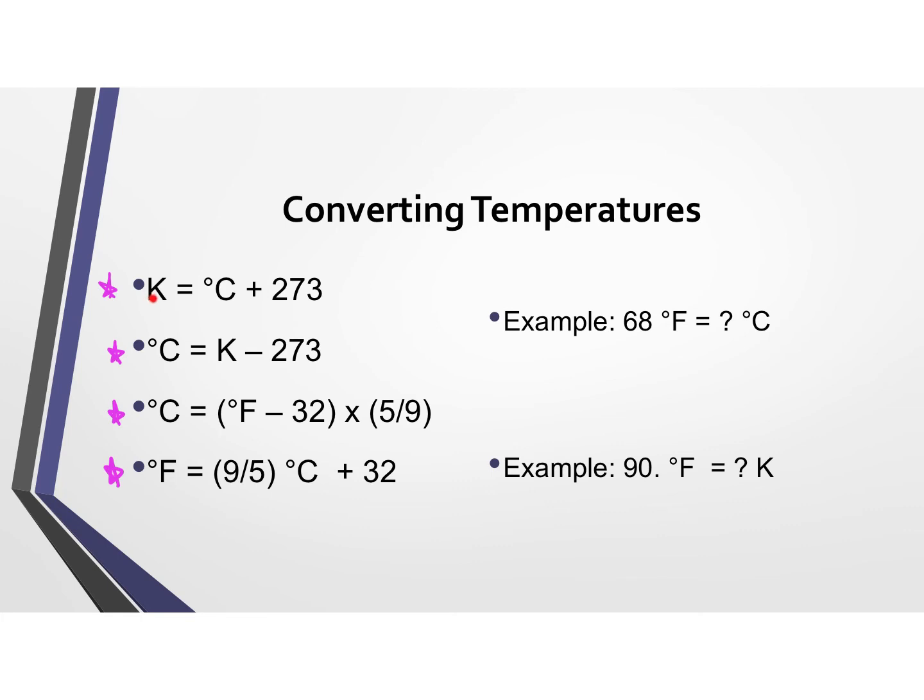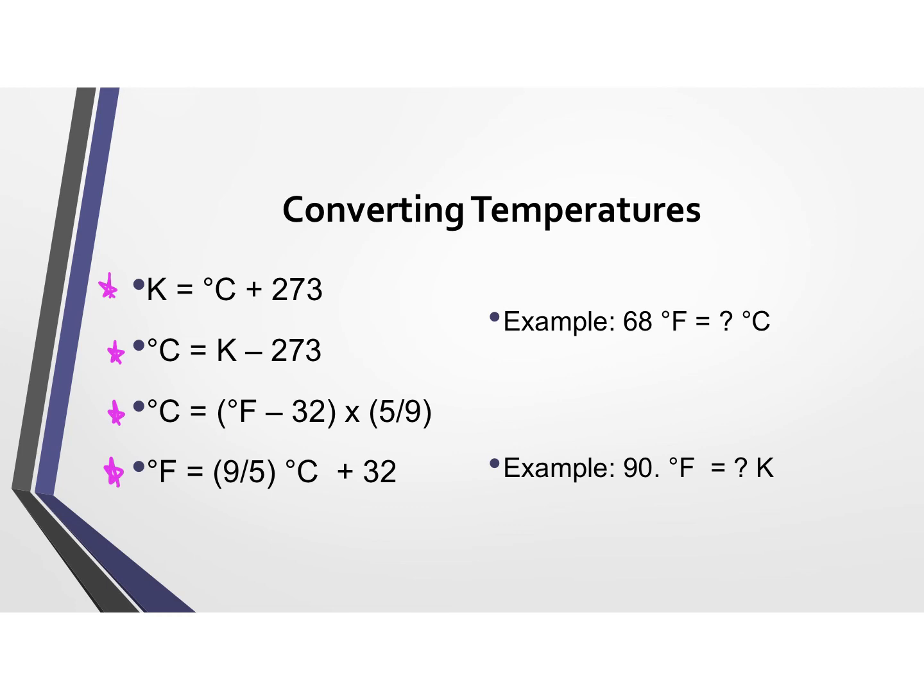Kelvins is just capital K. So to get to kelvins from Celsius, you just add 273. And then to get to Celsius from Kelvin, it's just your temperature in Kelvin minus 273. And then to calculate Celsius from Fahrenheit, it's Fahrenheit minus 32, and then times 5/9. And then I have Fahrenheit from Celsius is 9/5 times Celsius plus 32.